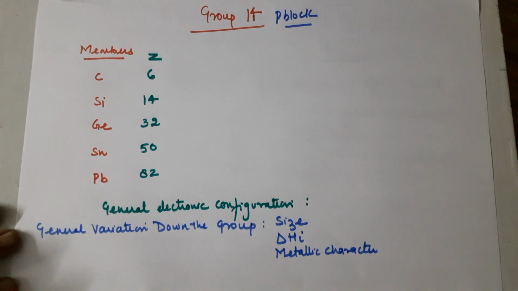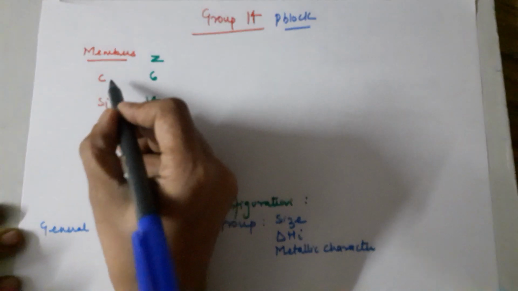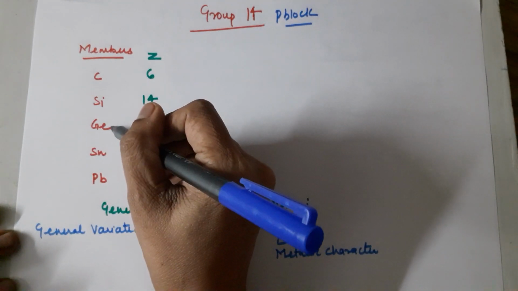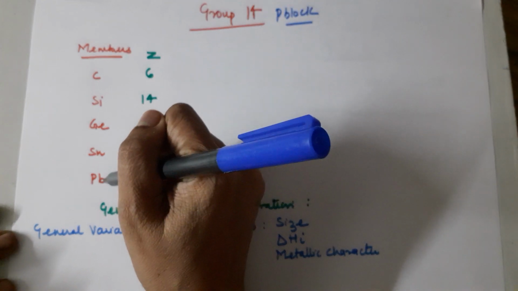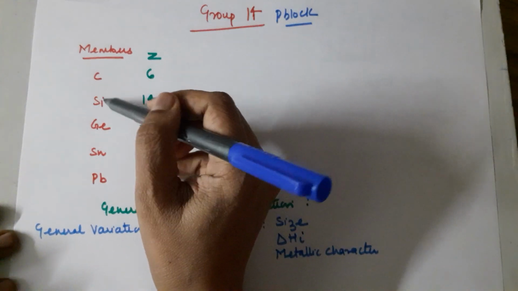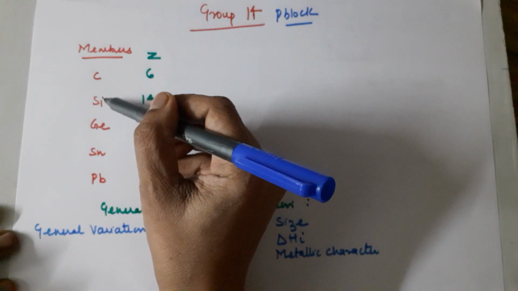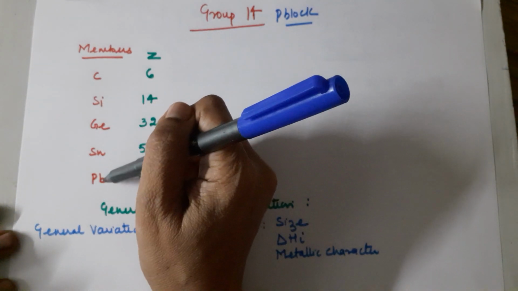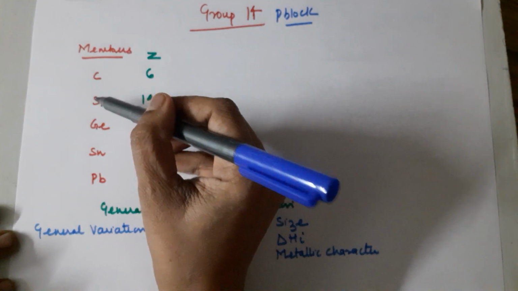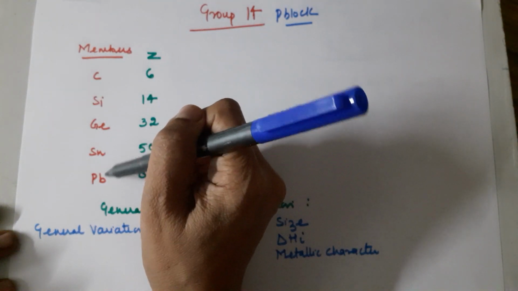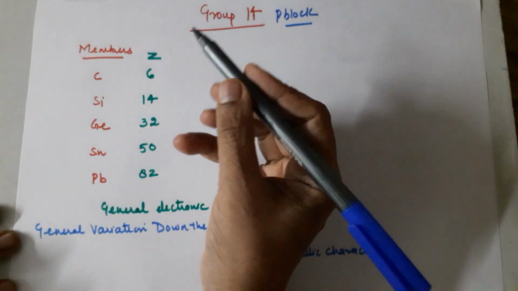Let's begin with the members of group 14. The members are carbon, silicon, germanium, tin and lead. Mnemonics wise, this group can easily be learnt by "class से गए snookers pub". Class से गए snookers pub can be a way of learning it up.